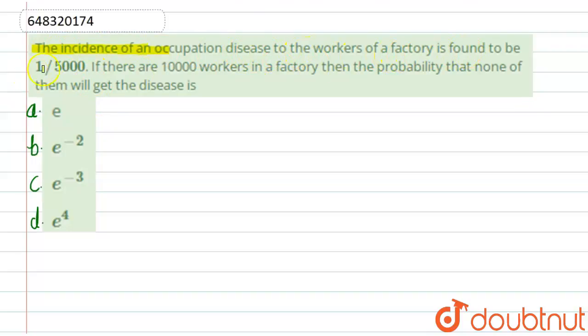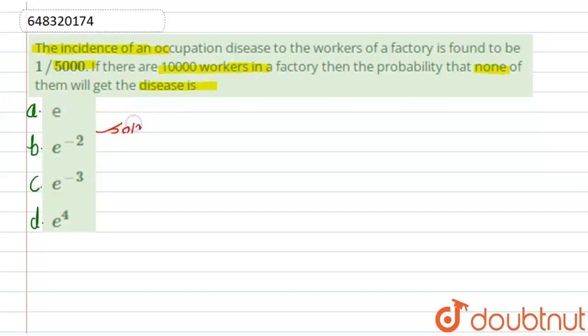Hello students, so the question is: the incidence of an occupational disease to the workers of a factory is found to be 1 upon 5,000. If there are 10,000 workers in the factory, then the probability that none of them will get the disease is. So let's see the solution here.